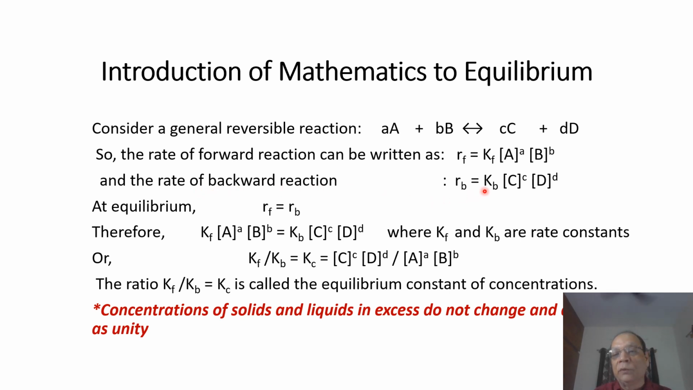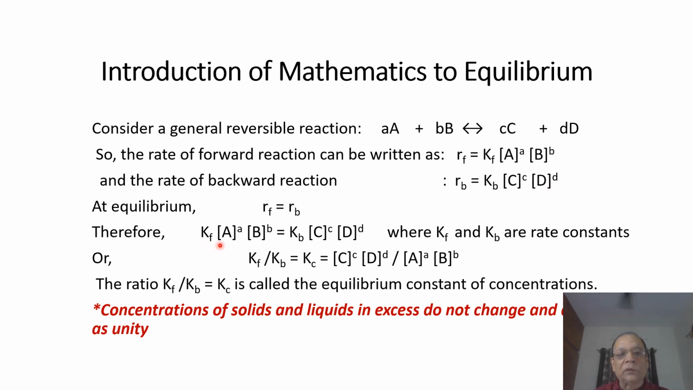Rb equals Kb multiplied by the concentration of C raised to the power c, that is the number of moles of C, and the concentration of D raised to the power d, which is the number of moles of D. At equilibrium, as already mentioned, the rate of forward reaction equals the rate of backward reaction. If these two are equal, then these two are also equal.